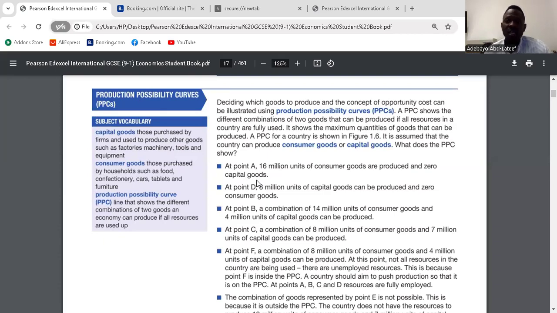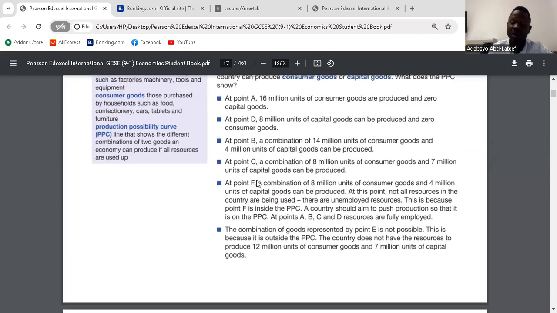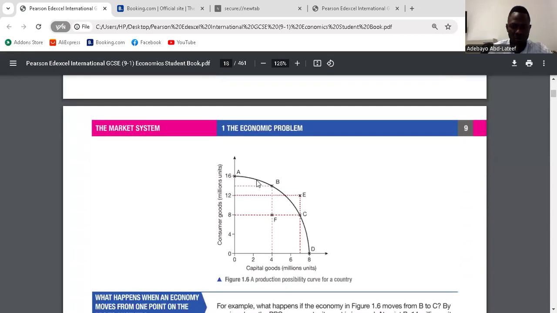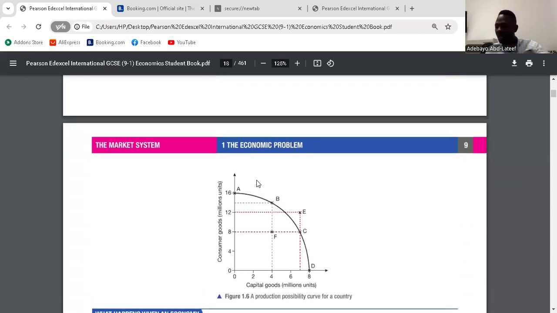Is it clear? Yes. So here we have a case study. We have a figure below. Just go down to Figure 1.6. Are you there? Yes. So this is why we call it a PPC. Either you produce more consumer goods and less capital goods, or less consumer goods and more capital goods. So I'm going to explain each point for you.